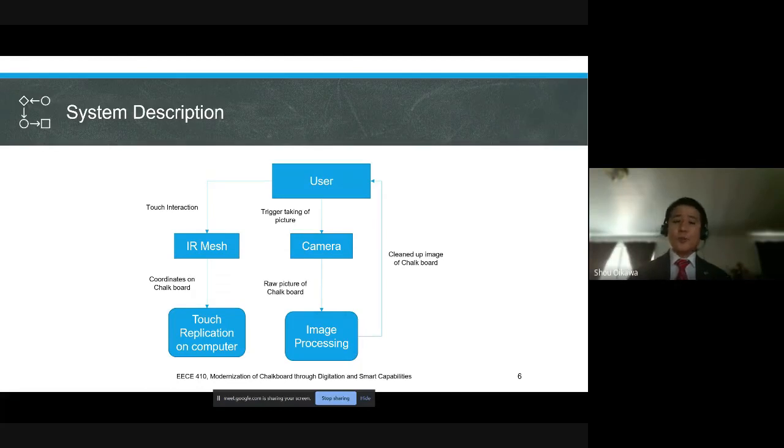The user will be able to trigger the camera to take a picture. Then the picture will be sent to the image processing program. It will be cleaned up and then sent back to the user to use however he wants.